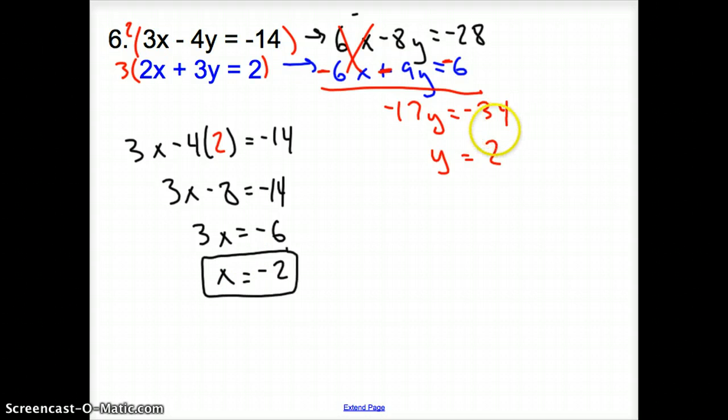And so we found both parts of our answer. So we completed the problem. And that does it for section 3.1, solving systems of equations using substitution and elimination.